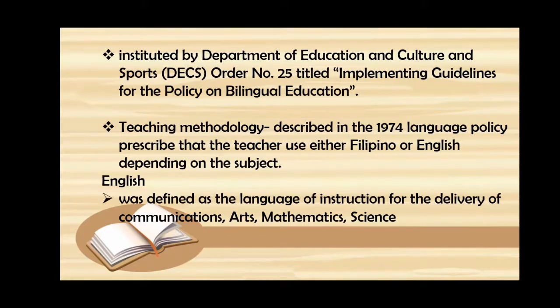In 1987, the bilingual education policy was revised by DECS Order Number 52, series of 1987. Gi-revise siya. In this revised policy, the regional languages were elevated to the role of auxiliary language. Giutro siya og auxiliary language.